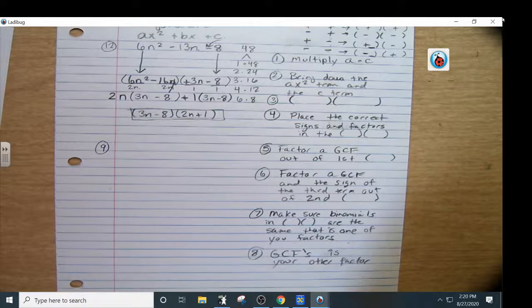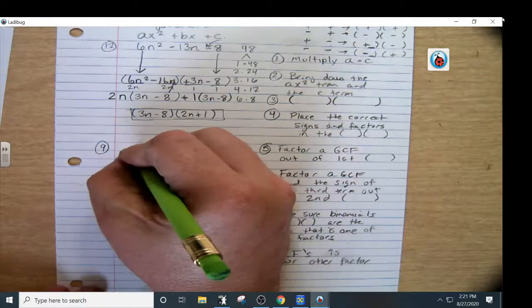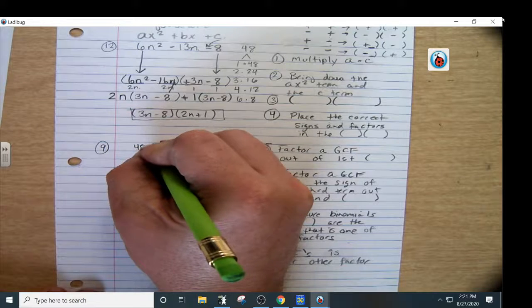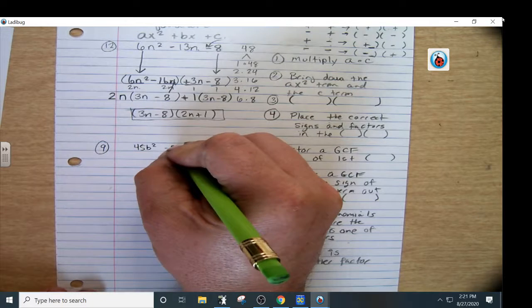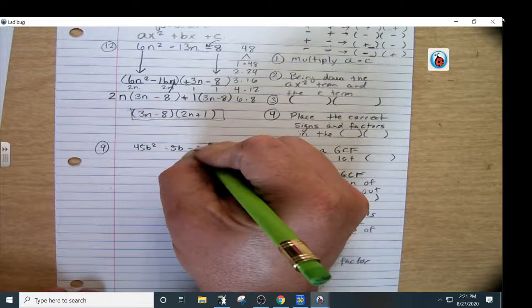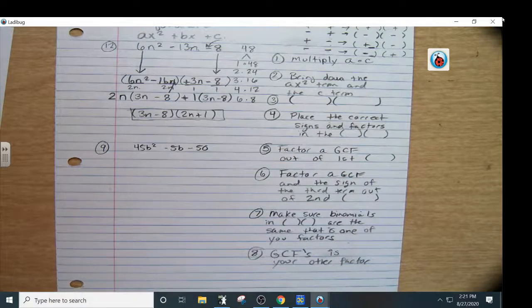Now, guys, I did not put these in the steps, but anytime you factor, always check for a GCF first. Okay, I didn't put that in the steps, but make sure you always check for a GCF first. Now, number 9 is 45b squared minus 5b minus 50. Okay?